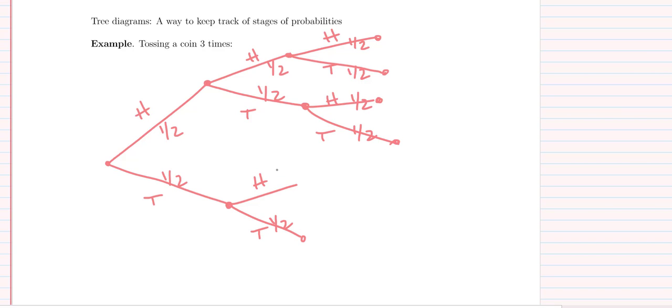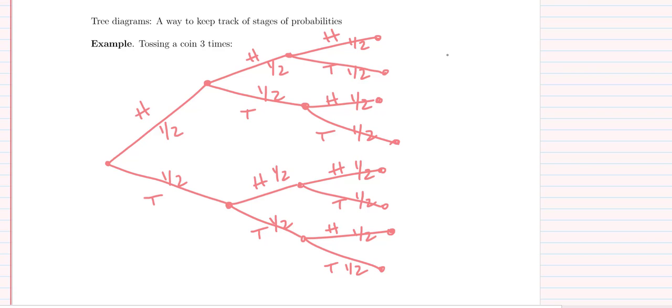This might seem a little mundane when it comes to flipping a coin, but it's a nice easy example to understand how to create a tree diagram. Alright, so this adds to 1, this adds to 1, this adds to 1, this adds to 1, this adds to 1. Okay, so every experiment has to add up to 1.